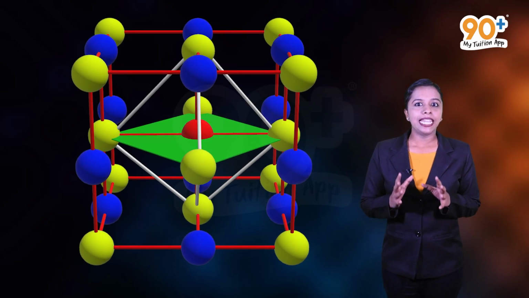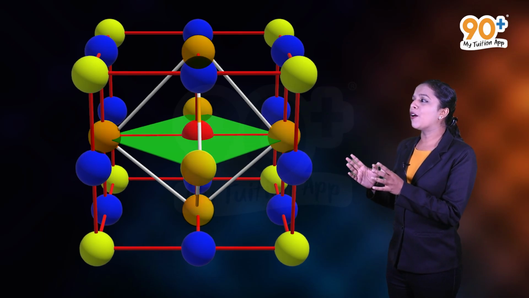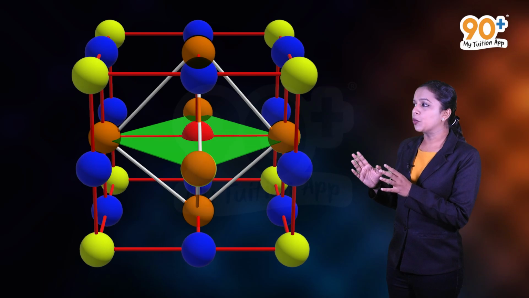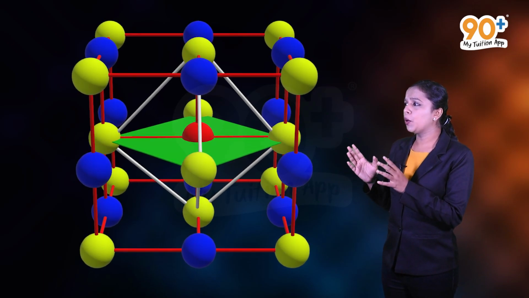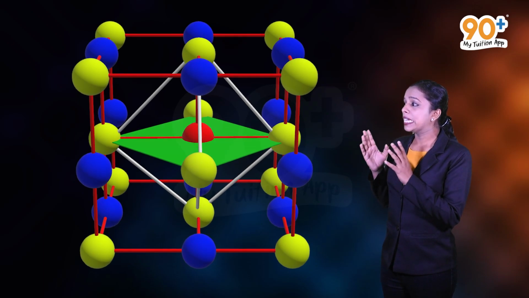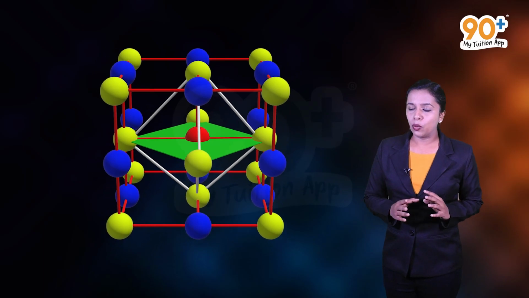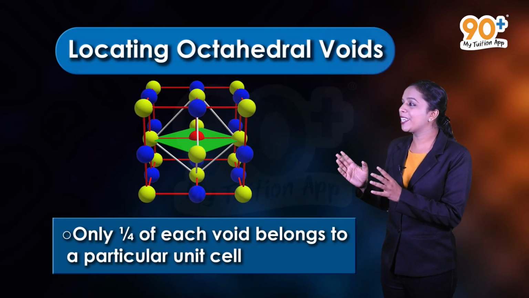As you can see, it is surrounded by 6 atoms, 4 belonging to the same unit cell and 2 belonging to 2 adjacent unit cells. Each edge of the cube and octahedral void are shared between 4 adjacent unit cells. So, only 1/4 of each void belongs to a particular unit cell.